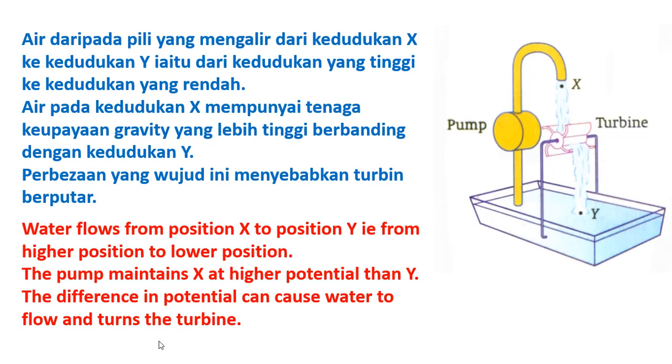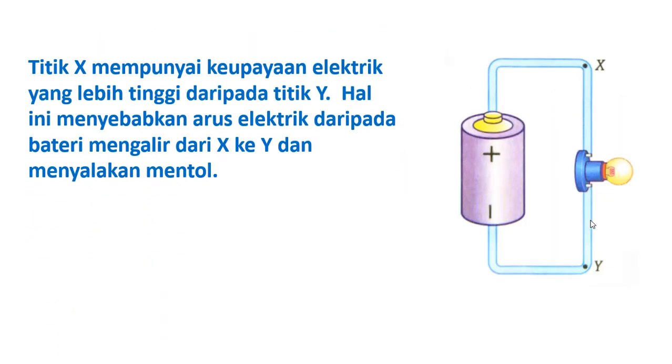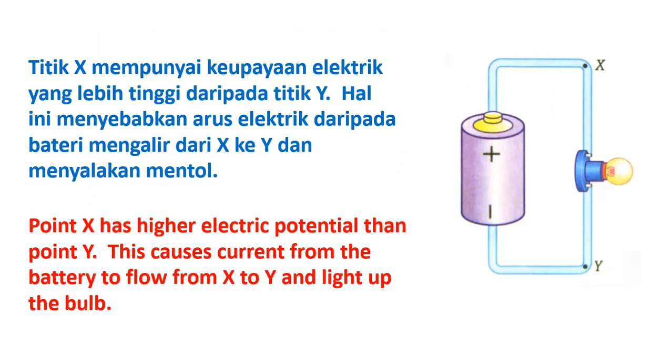Water flows from position X to Y, that is from higher position to lower position. The pump maintains X at higher potential than Y. The difference in potential can cause water to flow and turn the turbine. Similarly, in the circuit, point X is at higher electric potential than point Y. This causes current to flow from the battery from X to Y and light up the bulb.